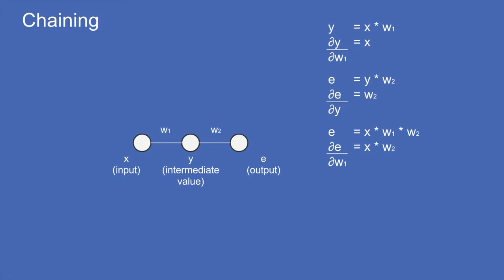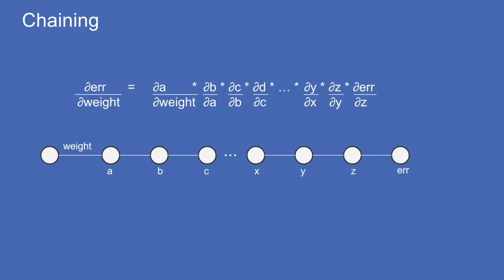So this illustrates that what we just calculated is actually the product of our first derivative that we took, dy/dw1, times the derivative for the next step, dE/dy, multiplied together. This is chaining. You can calculate the slope of each tiny step and then multiply all of those together to get the slope of the full chain, the derivative of the full chain.